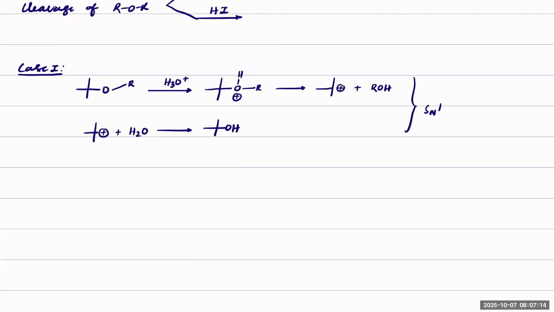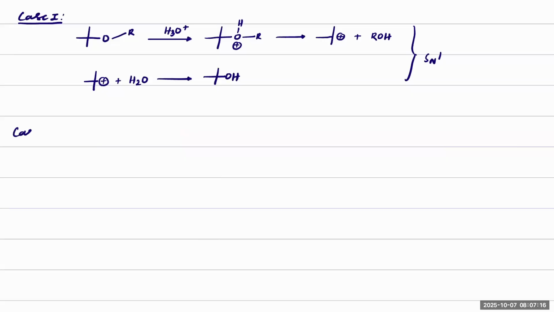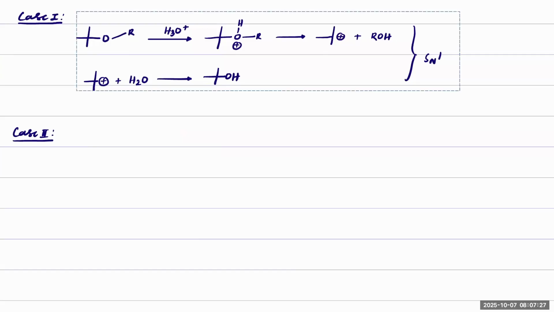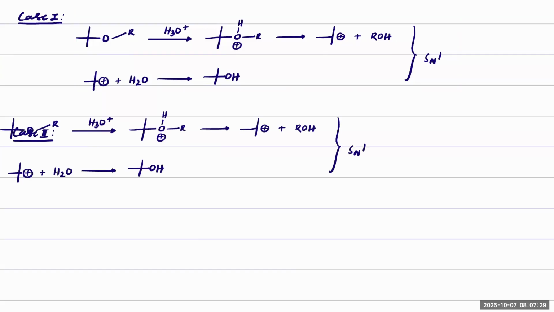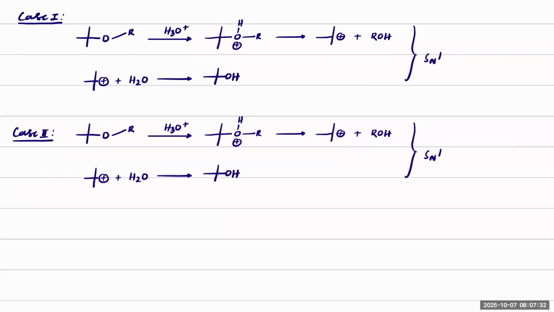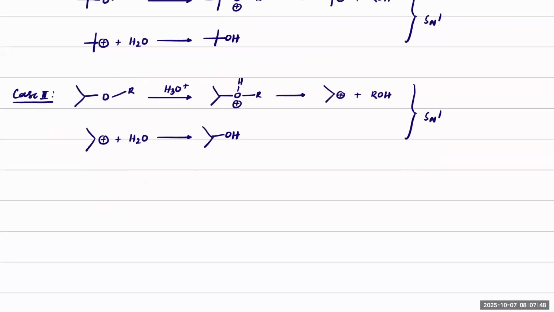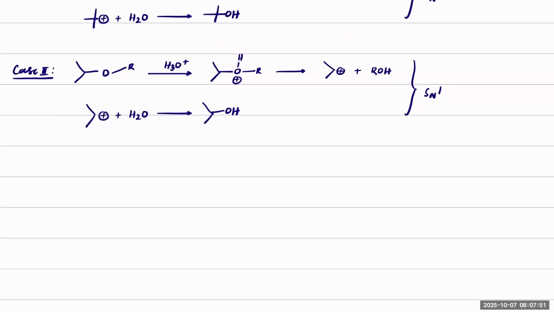So case 2. Even if you have 2 degree, sorry, let me copy this part. It will be easier. Even if you have a 2 degree group here, instead of this tert-butyl, imagine I have 2 degree here, like this, like this, like this. The reaction type is the same. So it is still going to be SN1.